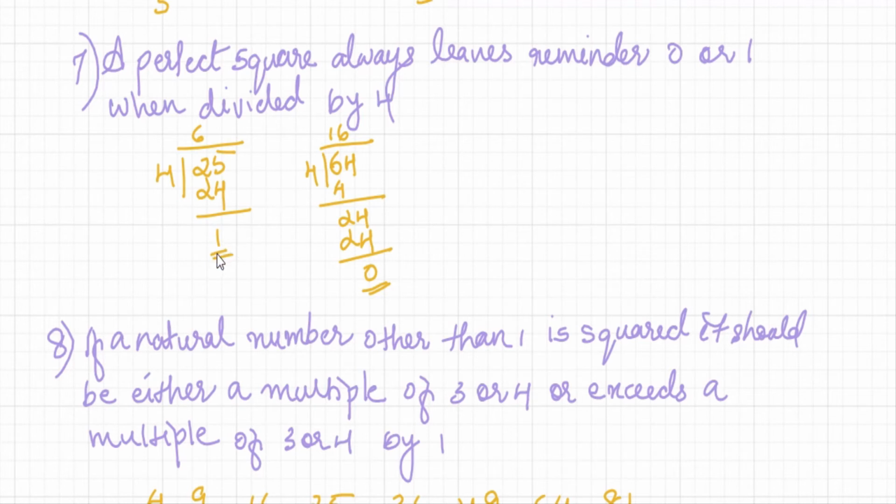What is the remainder? 1. 64 divided by 4, the remainder is 0. So that's it.